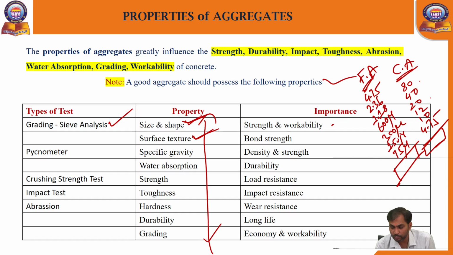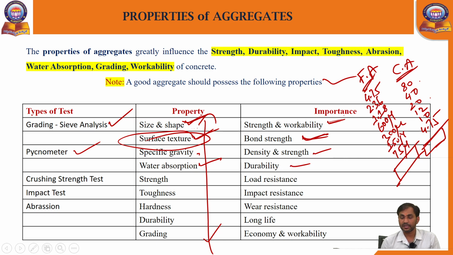Next, the importance. What is the importance of determining the size and shape? It gives strength and good workability. What is the importance of determining the surface texture? Nothing but good bonding strength. See, a rough surface texture provides good bonding strength. Next, the pycnometer: it is used to determine the specific gravity of aggregate, which relates to density and strength. Next, the water absorption property, nothing but for durability.